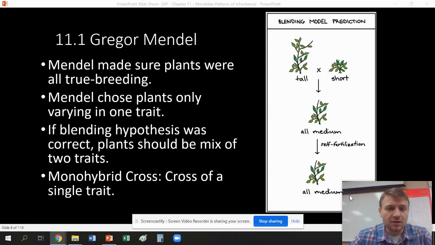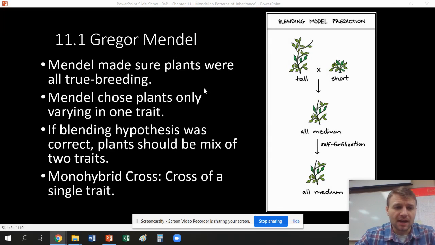So what he did was he started to breed the same plants together, so like tall plants and short plants, and he called these true breeding. And what happened was he got these two true breeding plants after a while. So he had all these tall pea plants and these short pea plants, and he crossed them. He crossed two of them, and what he predicted was he should get medium, right? Because if the blending hypothesis was correct, these two are going to blend to make medium, and then if you cross two mediums, you're going to get all medium.